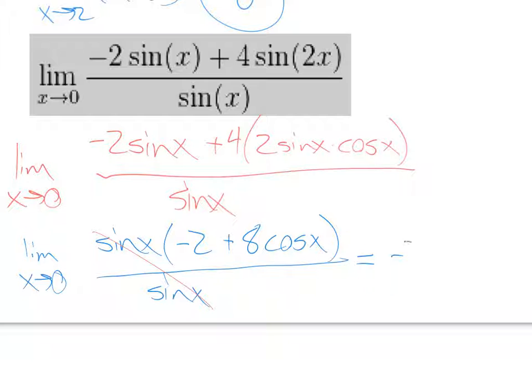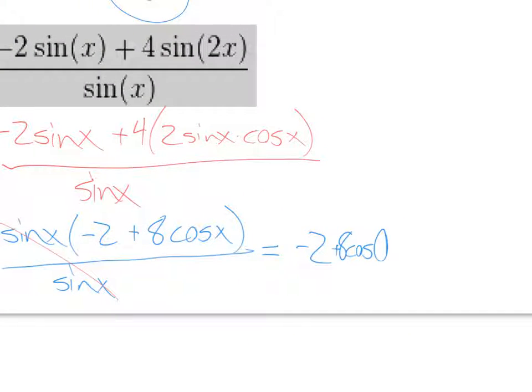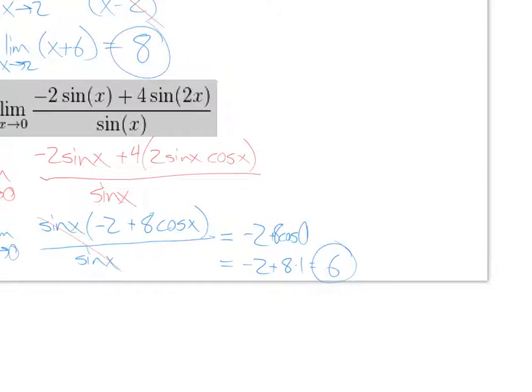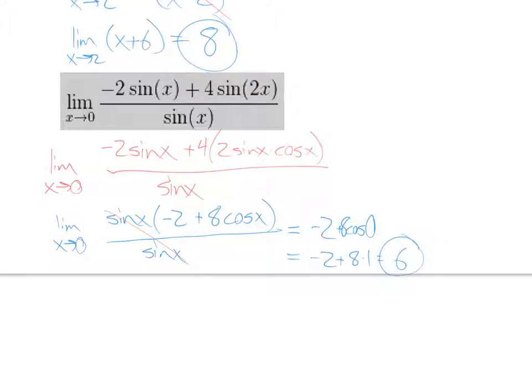And you get negative 2 plus 8 times cosine of 0. What's cosine of 0? Pi over 2. No, it's 1, okay? Good, I heard somebody saying it. It's 1, so negative 2 plus 8 times 1 is 6. So the limit equals 6.